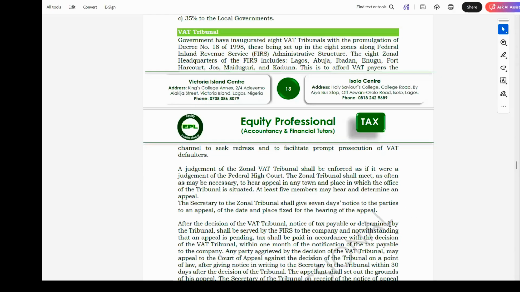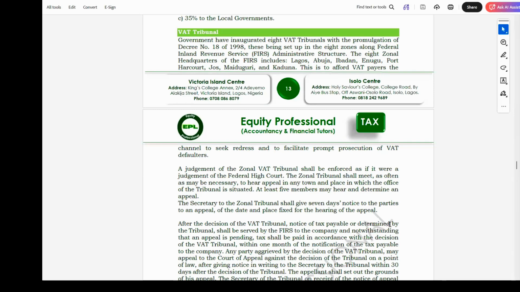So after appealing to the High Court, after the decision, if you're also not satisfied with the decision of the High Court, you go to the Court of Appeal. If you're also not satisfied with the decision of the Court of Appeal, you proceed further to the Supreme Court, which is the apex court.